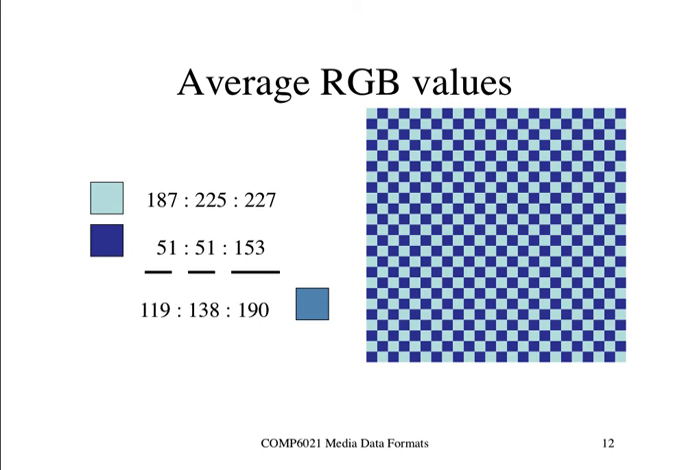The red value is 187 and 51, and the average there is 119. The green value is 225 and 51, and that averages out to be 138. And the blue value is 227 and 153. When we average that out, we get 190, which is this color here, which is kind of what you'd expect. Some shade of blue between this blue and this blue.